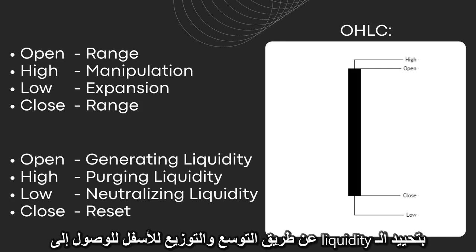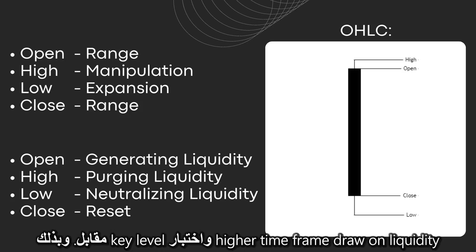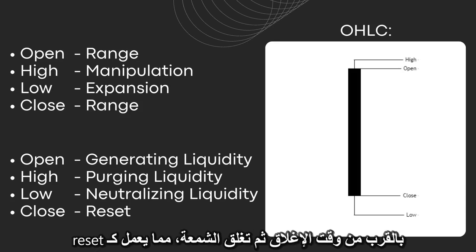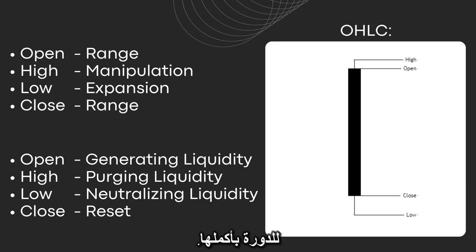And price then neutralizes the liquidity by expanding and distributing lower to reach the higher time frame drawn liquidity and test an opposing key level. And with that, it forms the low of the candle, and then it retraces higher a bit, close to the closing time, and then the candle closes, which acts as a reset for the whole cycle.